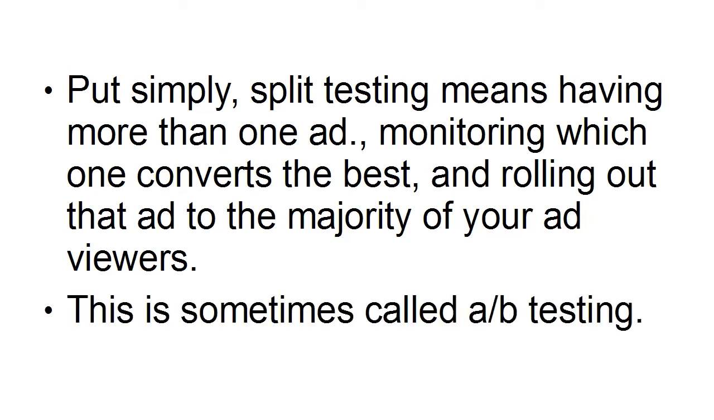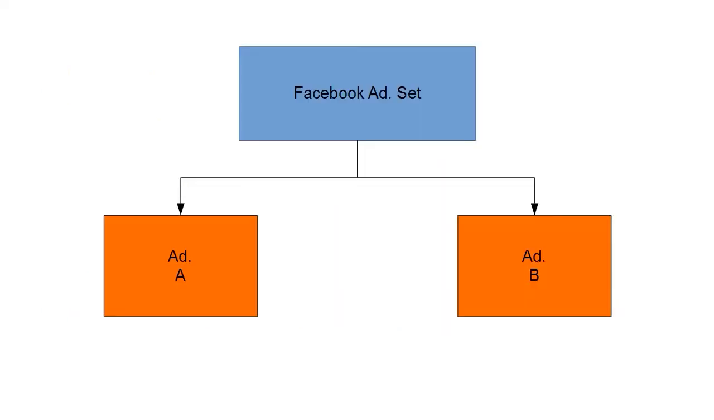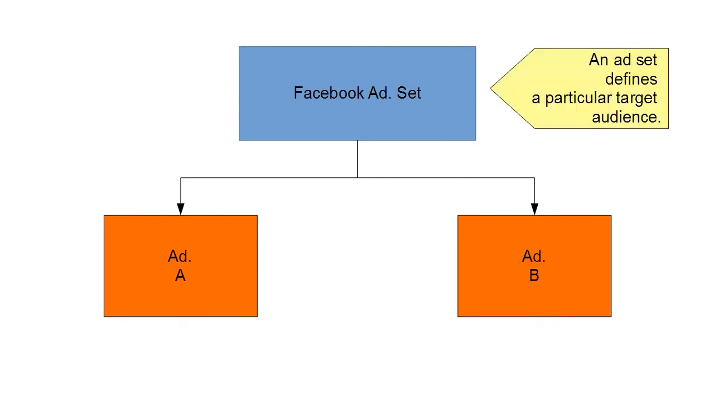And sometimes this is called A/B testing. And it works a bit like this. First of all, you have your Facebook ad set, and then you have two ads. For the sake of argument, let's call them Ad A and Ad B. Now, an ad set defines a particular target audience. And it's also used to define your budget, your schedule, and the bid type.